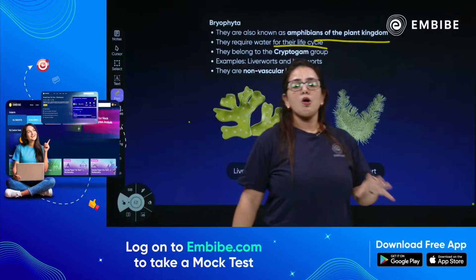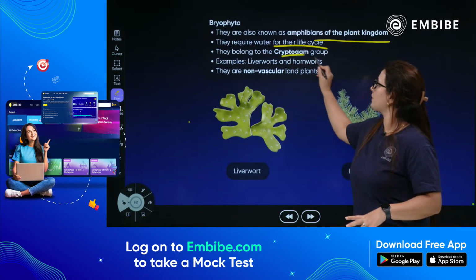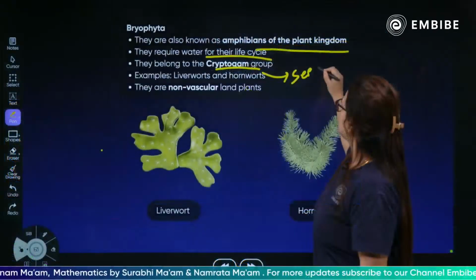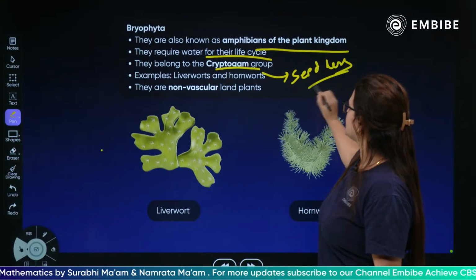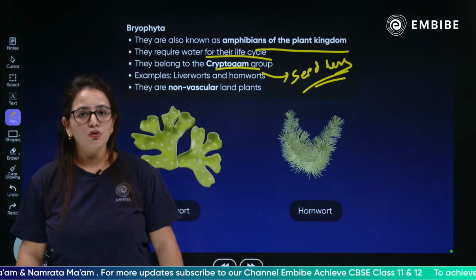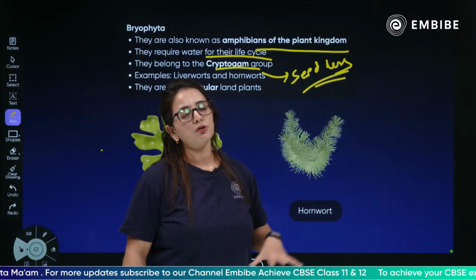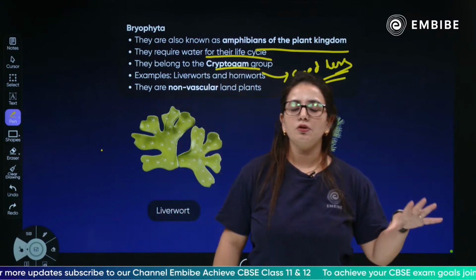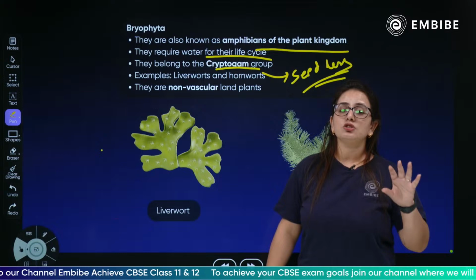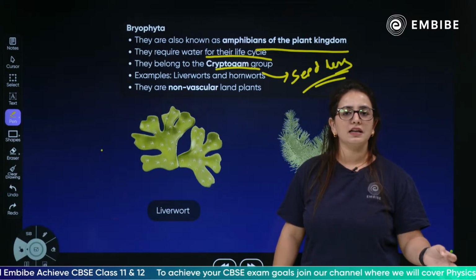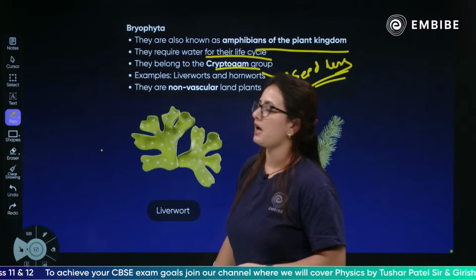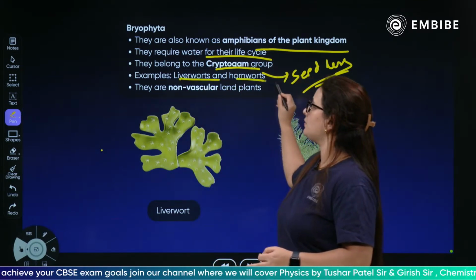Again, they belong to the group called cryptogams. What are cryptogams? The seedless plants. They do not bear seeds. You know the basic difference between cryptogams and phanerogams: the cryptogams do not have seeds, the phanerogams have seeds. So the bryophytes fall under the category of cryptogams. The examples of the bryophytes are liverworts and hornworts.